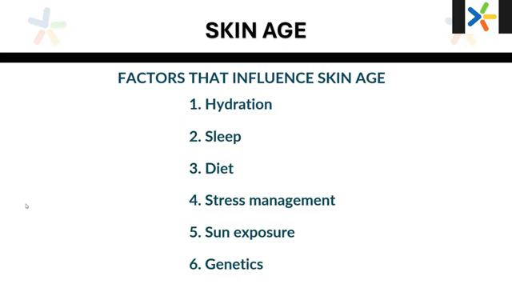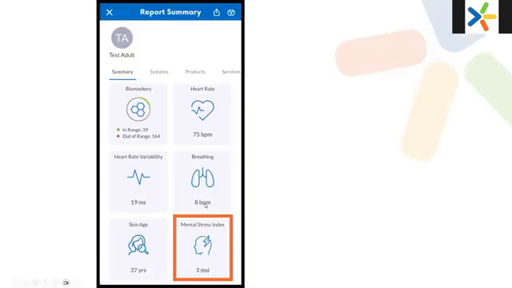So then what you do is you kind of use this as a checklist and you go through and identify areas where this person can improve. And then you set goals with that person on what they can do to improve. And now we're going to look at mental stress index, which is the last one on the bottom right.